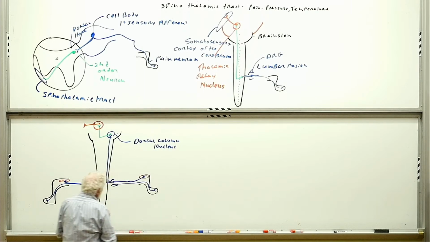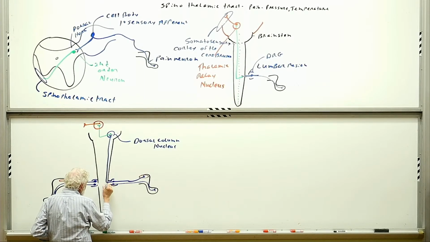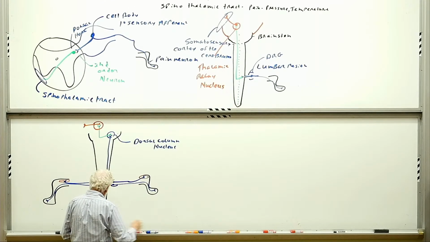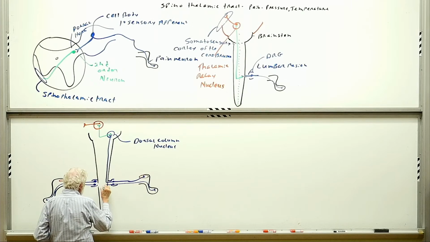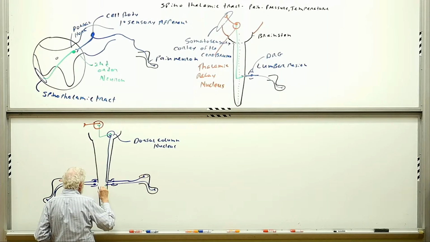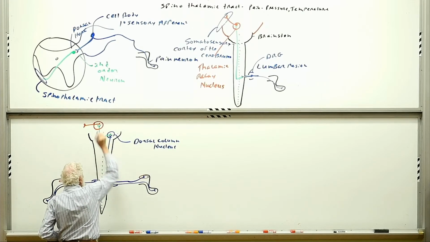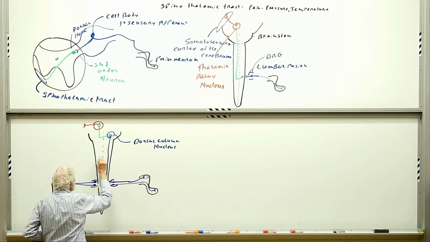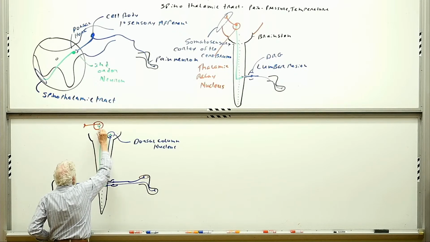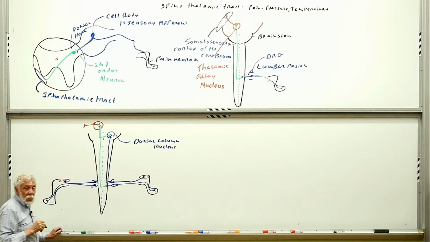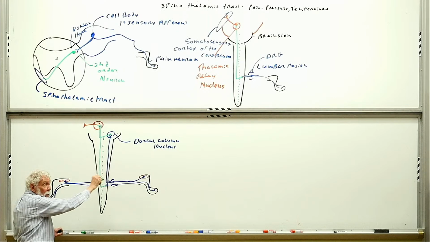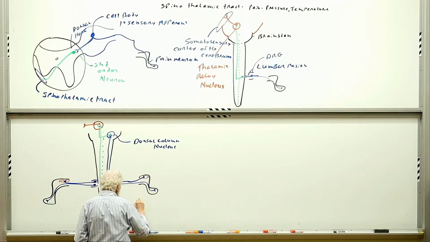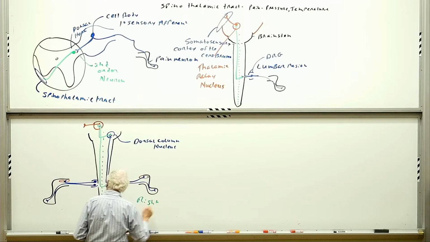So then let's follow the pain neuron. Comes in, forms a synapse. Second order neuron crosses the midline. Here's the midline. Second order neuron crosses the midline, ascends the cord, all the way up to the thalamic relay nucleus. So that accounts for the sensory input from the right side. Now let's look at the sensory input from the left side. So say this is right, this is left.